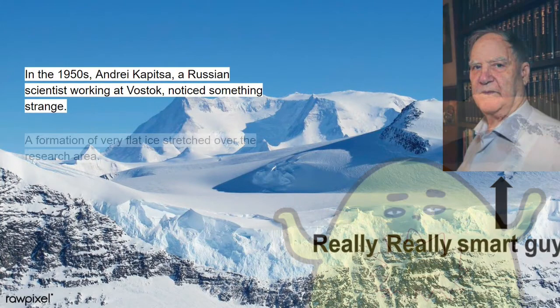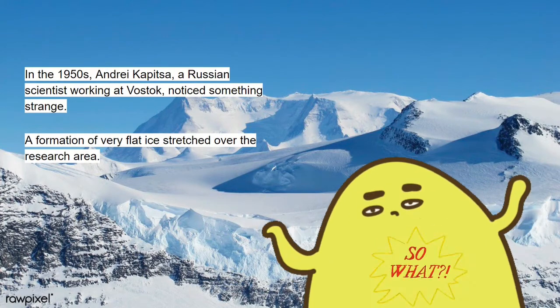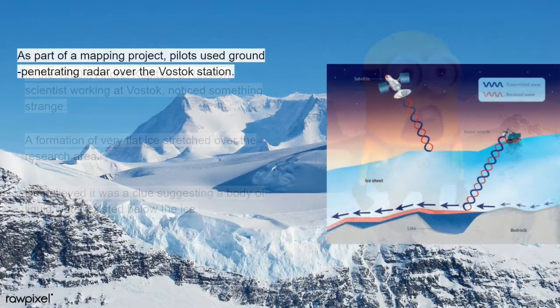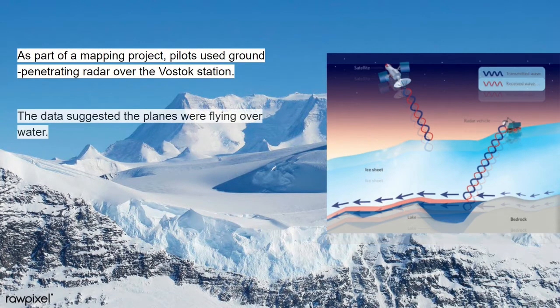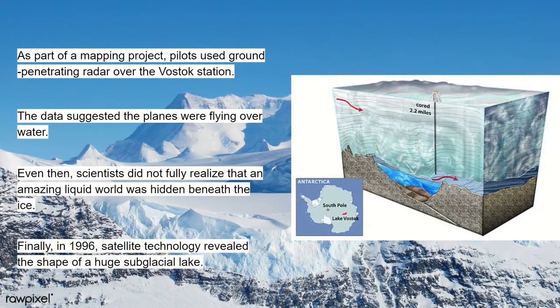In the 1950s, Andrei Kapitsa, a Russian scientist working at Vostok, noticed something strange. A formation of very flat ice stretched over the research area. He believed it was a clue suggesting a body of liquid water existed below the ice. As part of a mapping project, pilots used ground-penetrating radar over the Vostok station. The data suggested the planes were flying over water. Even then, scientists did not fully realize that an amazing liquid world was hidden beneath the ice.